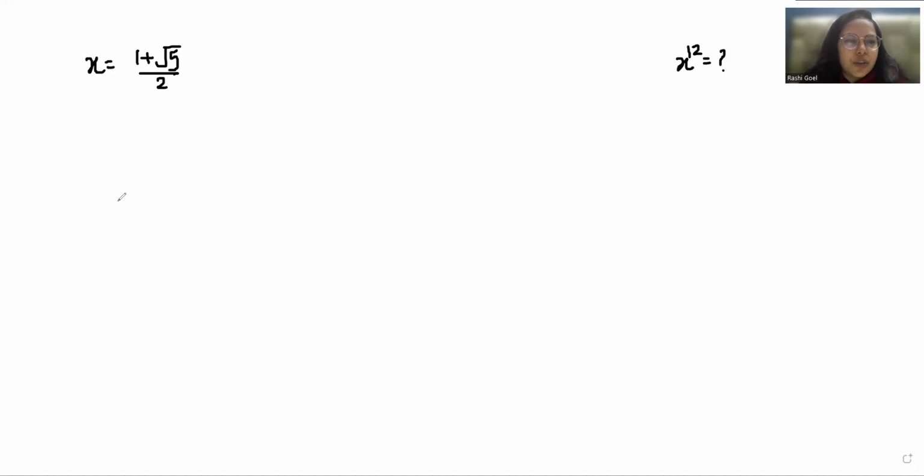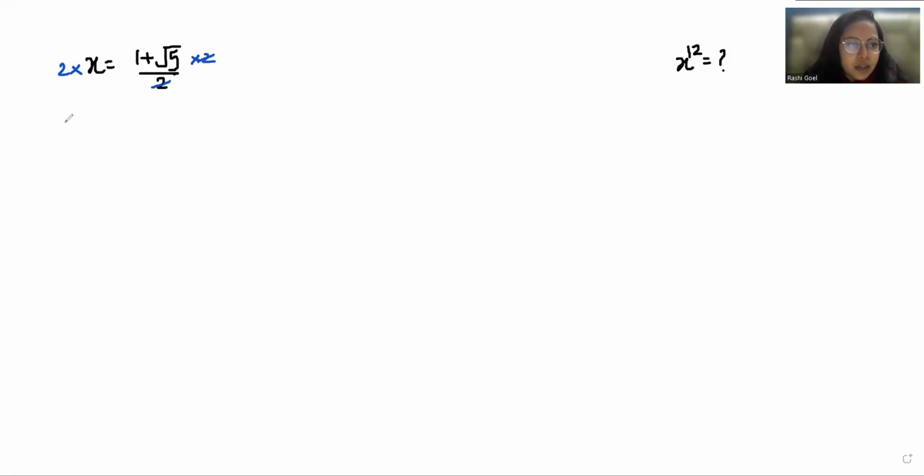My name is Rashi Goel and in this video we are going to solve: x is equal to (1 plus square root of 5) by 2, and we have to find the value of x power 12. So let's start with today's video solution. So the first step is I am going to multiply both sides by 2.